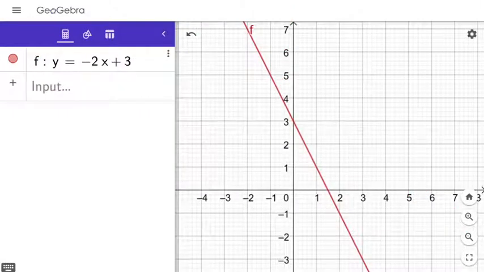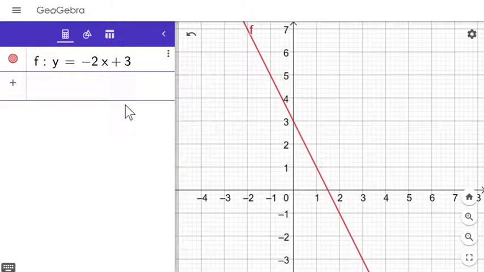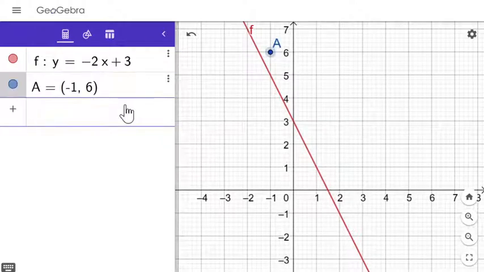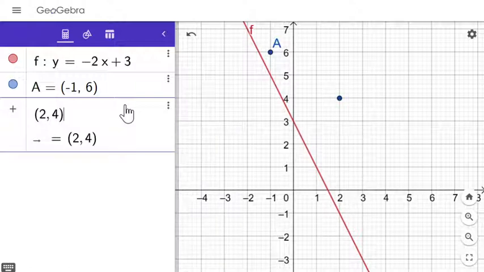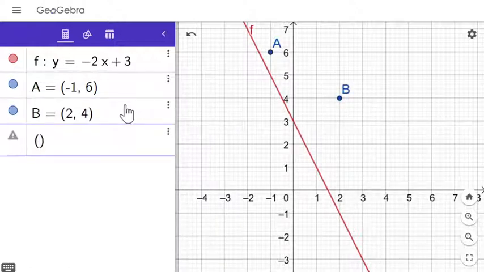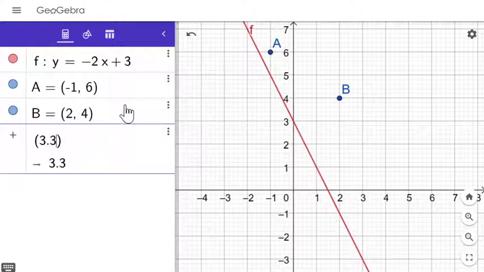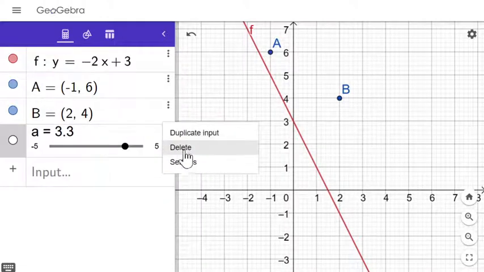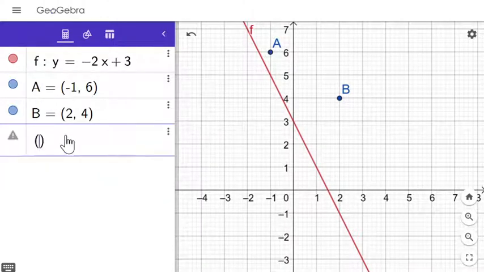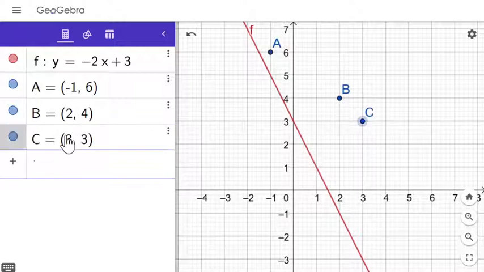Let's jump to GeoGebra. So if I type in the points that worked so far, a working point was -1, 6. That was a good point that worked. Another working point was 2, 4. That point worked. Another point that worked was 3, 3. X was 3, Y is 3. That worked.